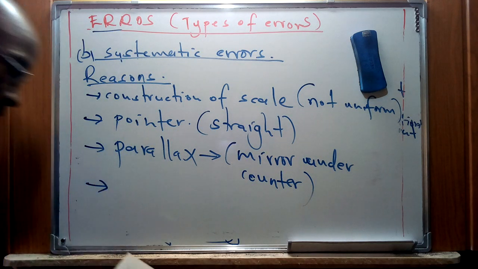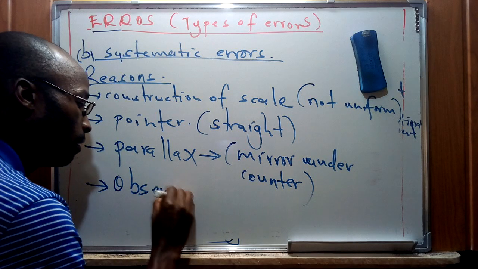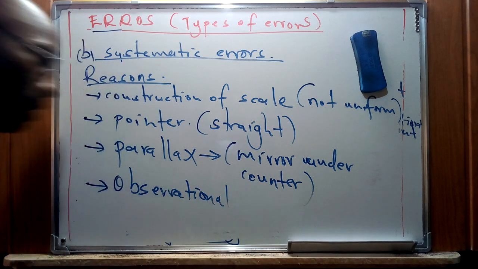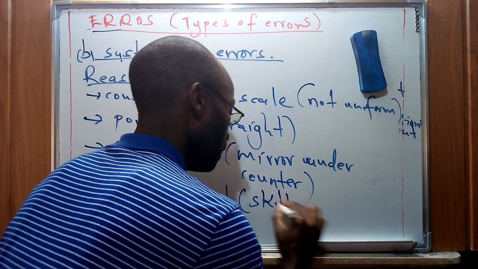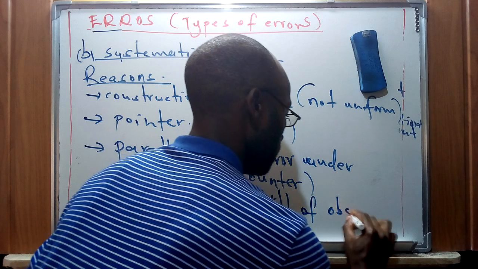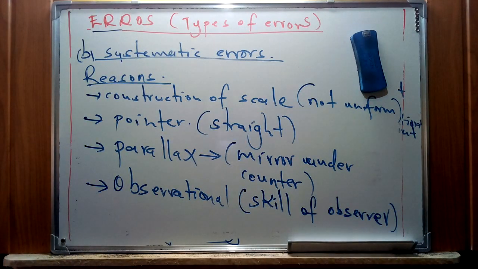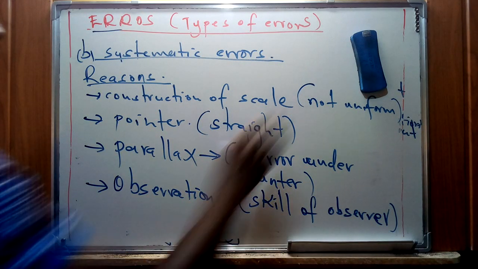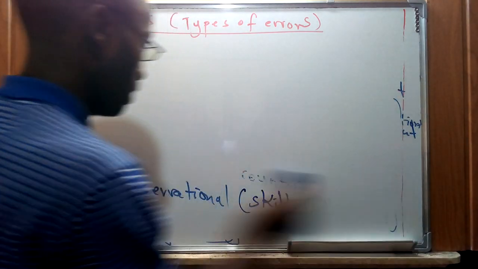So lastly, we're going to see that a reason for systematic errors is going to be observational. We can have an observational reason as to why these errors occur, whereby the skills of the observer play a vital role in whether these errors come about or not. So this is going to be referred to as observational errors. We're going also to look at the last bit of these errors that we had looked into, and see how they can be described.